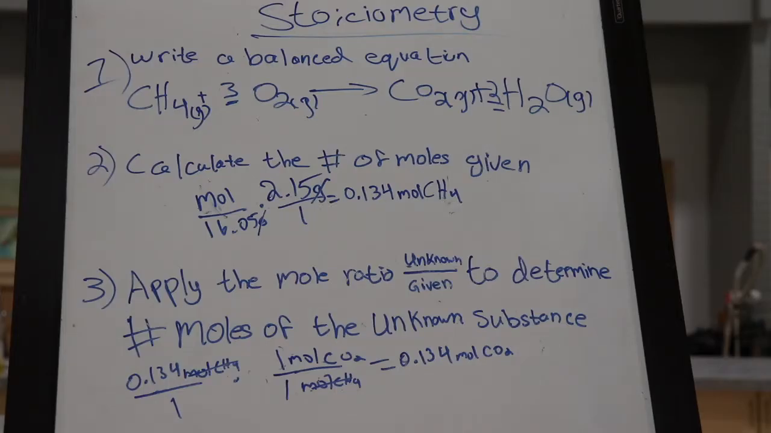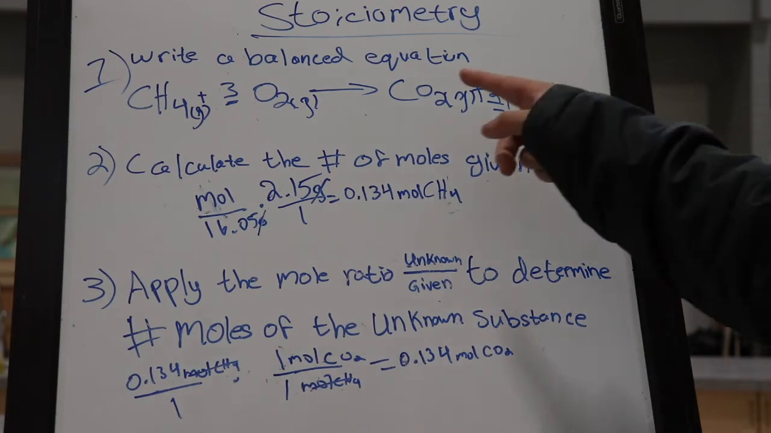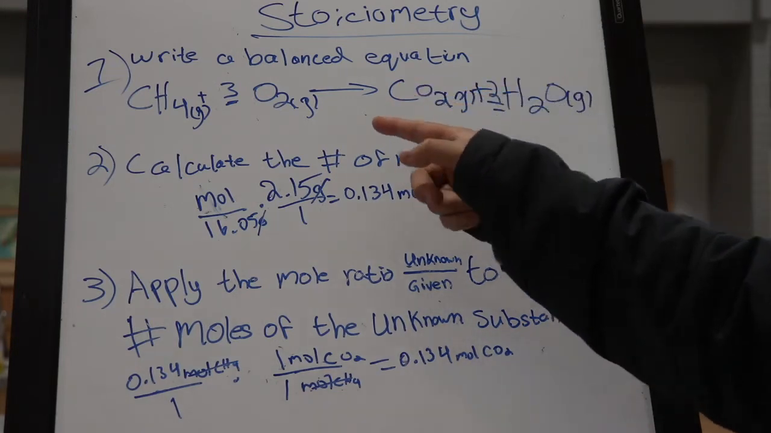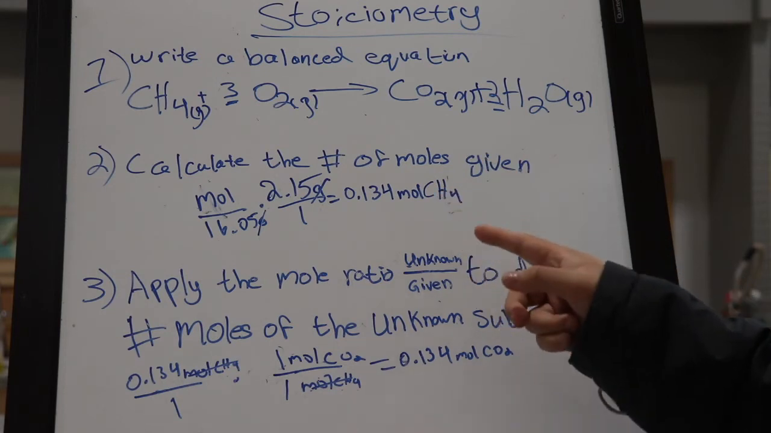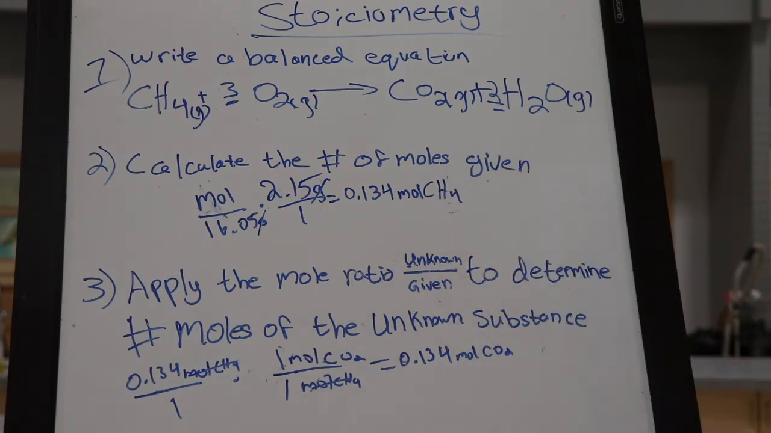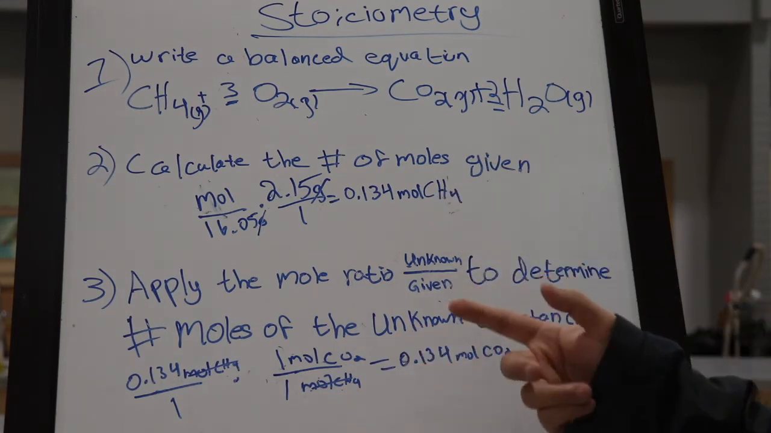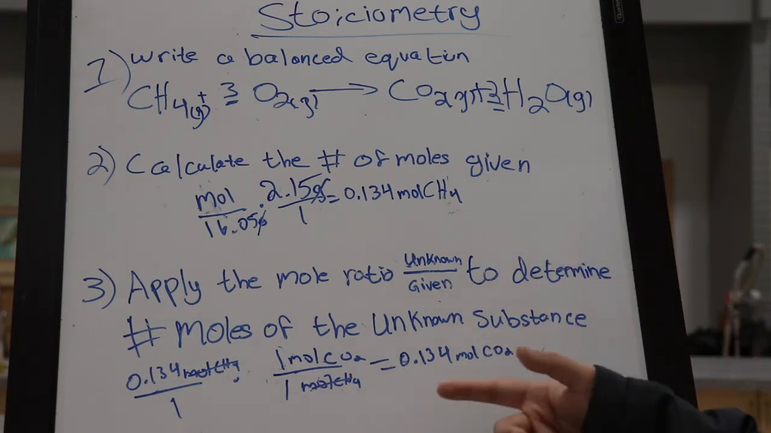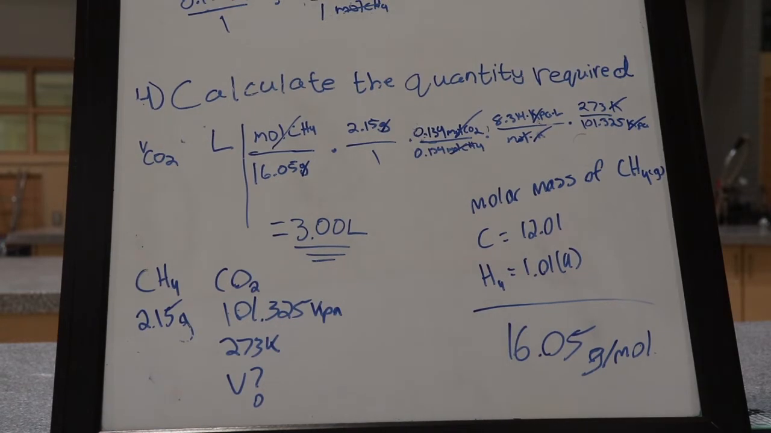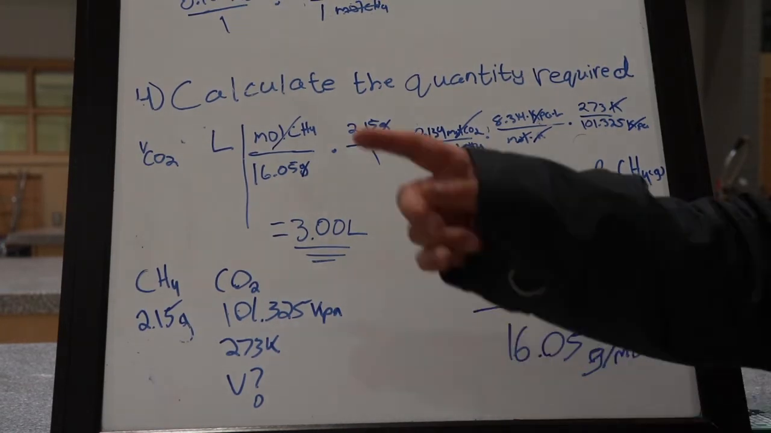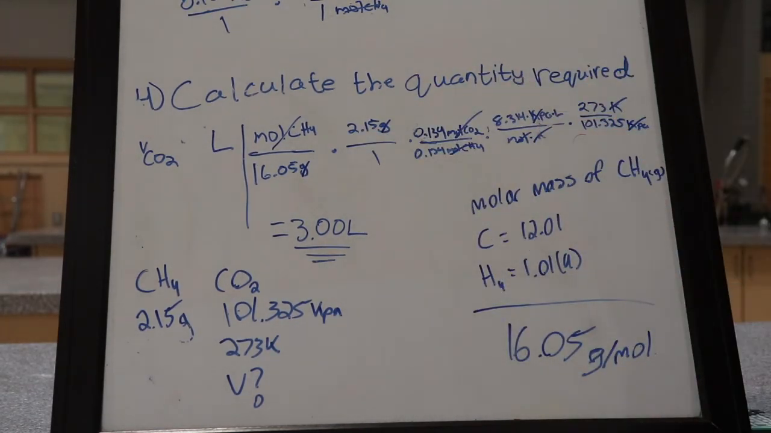Now that you know all 4 steps, let's do a quicker review. First, write the balanced equation. Second, calculate the number of moles that you need and that are given. Third, apply the mole ratio, it's always unknown over given, to determine the number of moles of the unknown substance. And step 4, calculate the quantity required. In our case, we need liters.